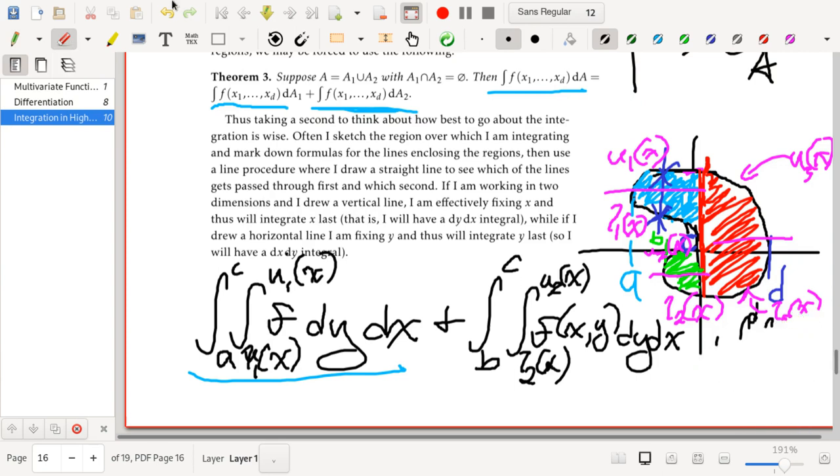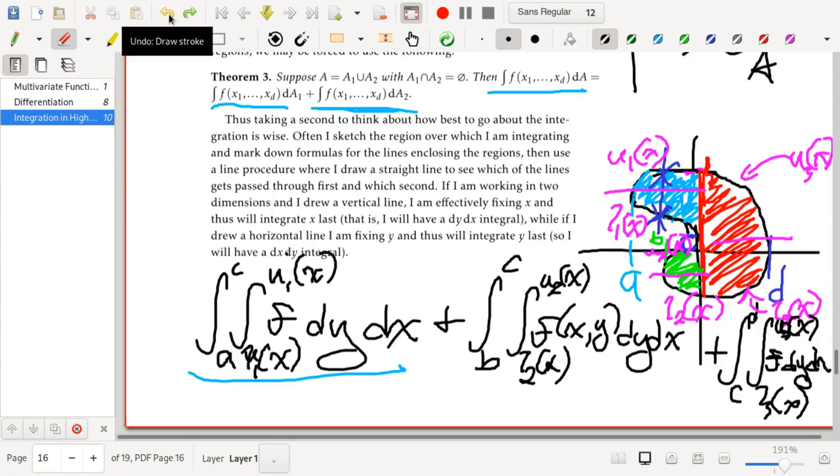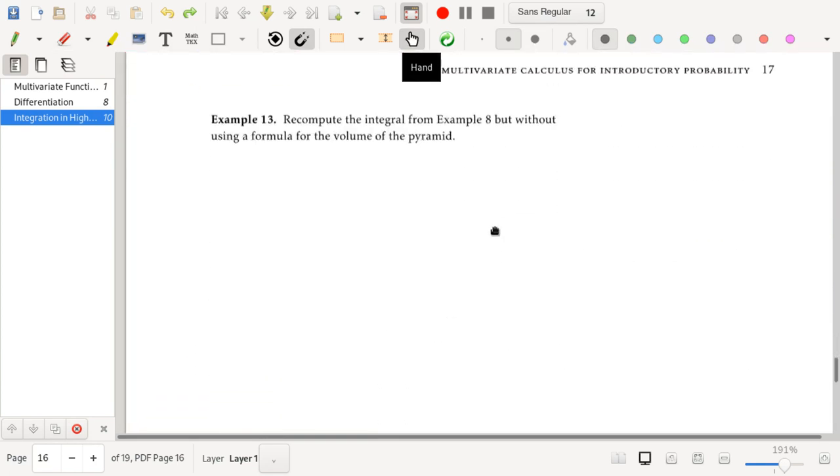Oh, well, I guess I don't need to erase all that. So yeah, I can keep all of that. That's fine. All right, so home stretch. I do have these written down. So, long story short, think very carefully about the region over which you're integrating.